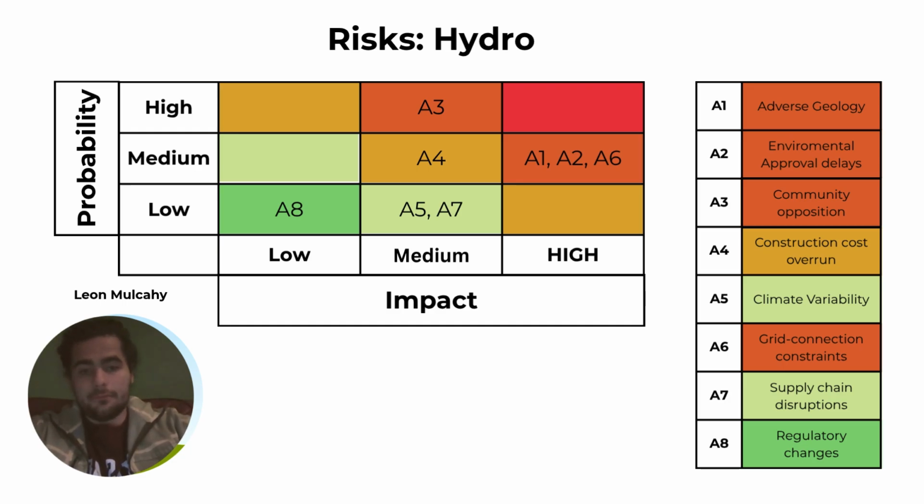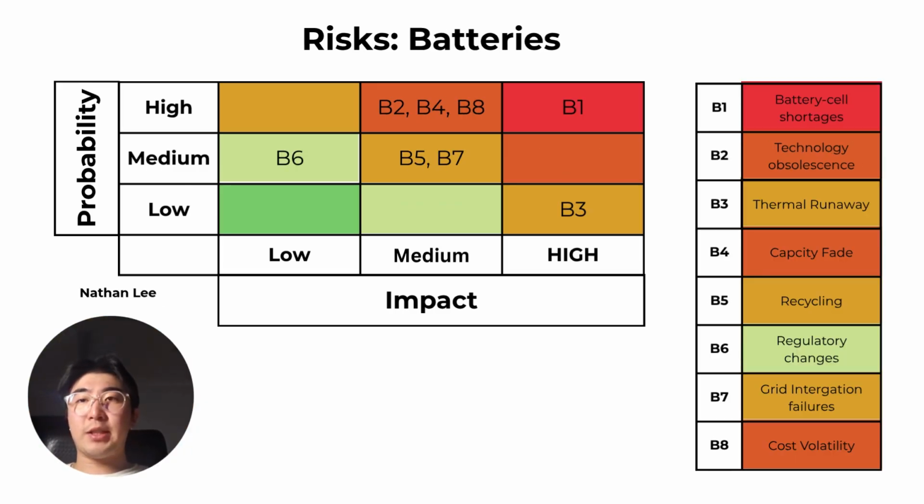Based on the risk matrix, alternative B, battery storage, exhibits a high concentration of medium to high risk factors, particularly in areas related to cost, supply chain, and operational performance. One of the most significant risks is the volatility of global battery material markets, especially for lithium, cobalt, and nickel.